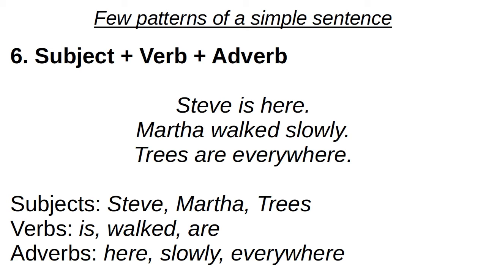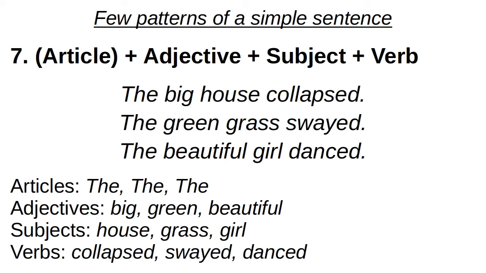Another example is Steve is here. Steve is the subject, is is the verb, and here is the adverb. Trees are everywhere. Clear? Now another format is adjective, subject and verb. Now see, the adjective comes before the subject. What is the subject? Subject is a noun or a pronoun. So the adjective comes before the noun or the pronoun. It does not come after. We do not say subject, adjective, verb. We say adjective, subject, verb.